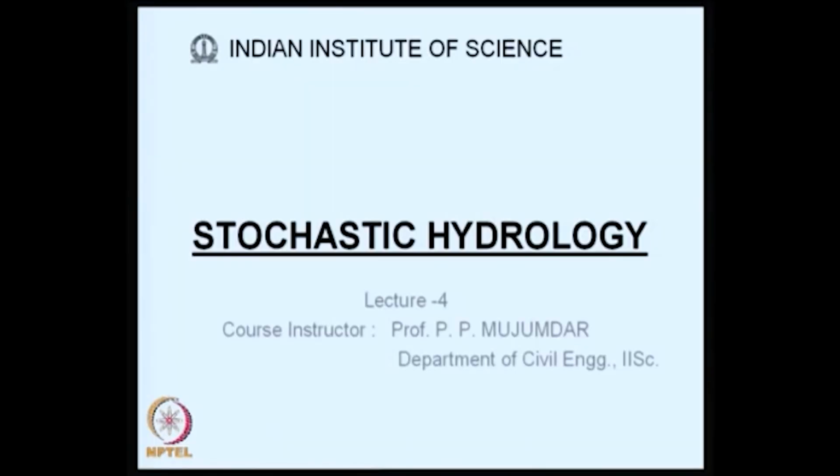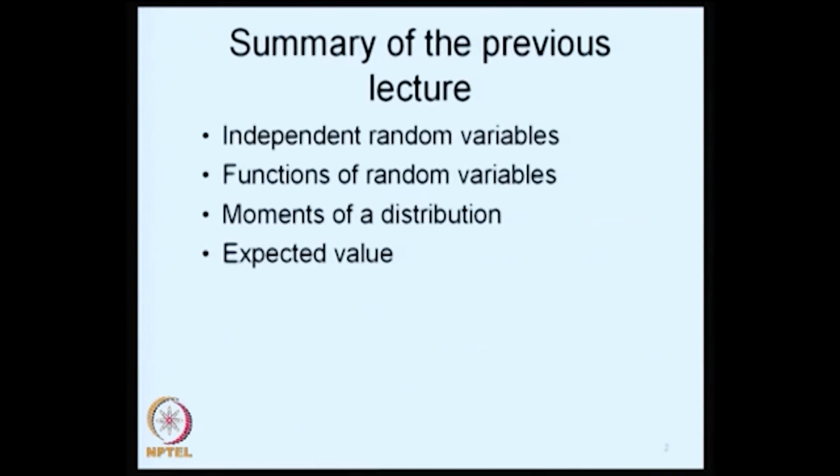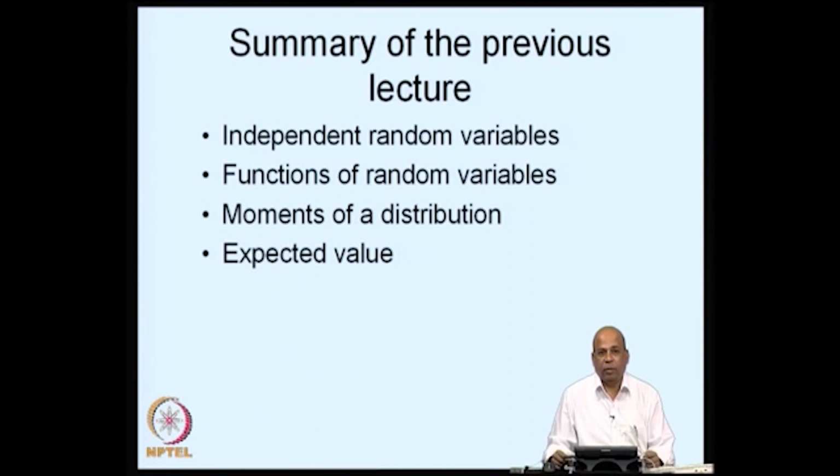Good morning and welcome to this, the fourth lecture of the course Stochastic Hydrology. If you recall, what we have done in the last class, that is lecture number 3, is that we introduced the concept of independent random variables. Recall that we said two random variables are independent if and only if the joint density function f of x comma y is given by the product of the marginal density functions g of x into h of y.